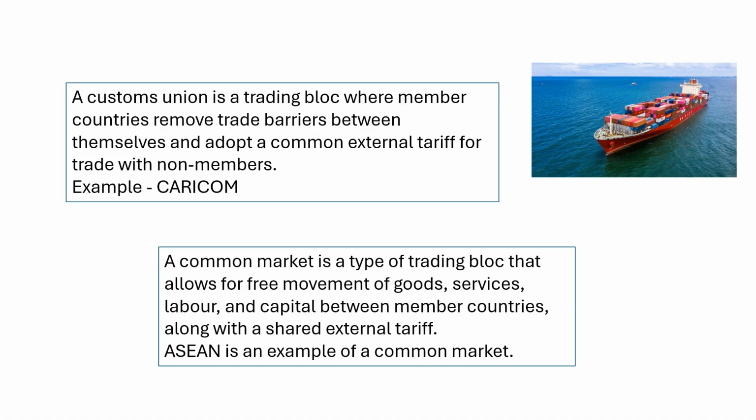A common market is a type of trading bloc that allows for free movement of goods, services, labour and capital. Capital we're referring to here as money, between member countries along with a shared external tariff. In a common market, not only are goods traded freely, but people, services and money can move across borders without restrictions. This requires deeper integration.